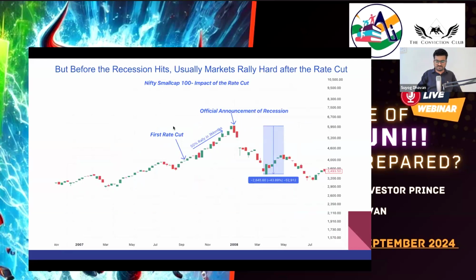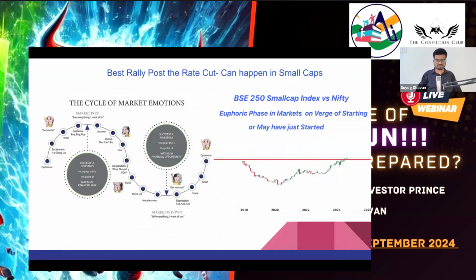Same happened before with small caps also. Just after the rate cut, small cap indexes went up 50% within 3 months. It was a very ferocious bull run in the last phase. And usually many stocks, like broking stocks, became 2x, 3x in the last phase of the bull run.